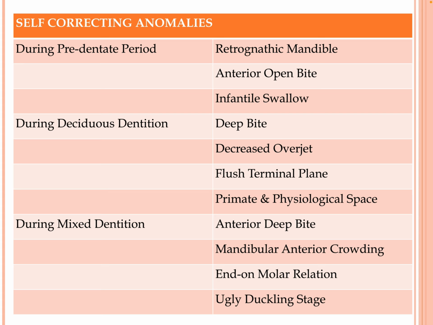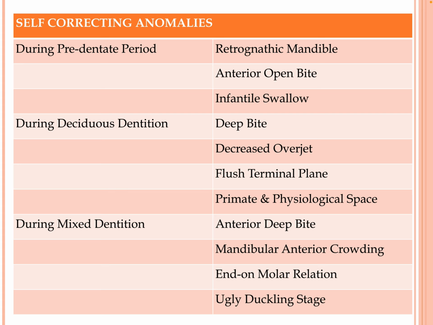During the mixed dentition, normally seen are anterior deep bite, mandibular anterior crowding, endomolar relation, and ugly duckling stage. Anterior deep bite will be corrected by eruption of the permanent incisors and also by the upward inclination of the permanent incisors.